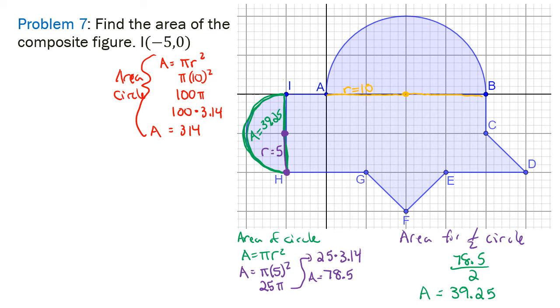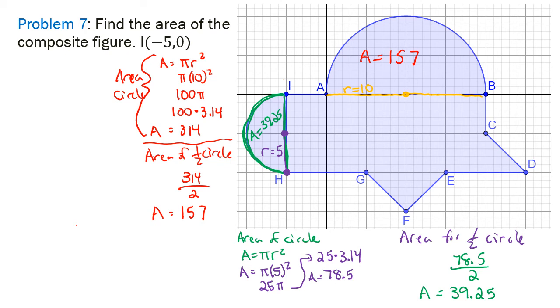And I need half that area. This is just the top half of the circle. So the area of the half circle is taking that 314 and dividing it by 2. So 314 divided by 2 is 157. That's the area for this half circle.